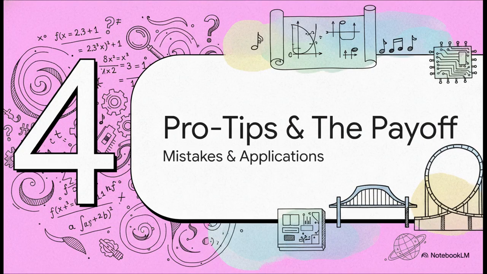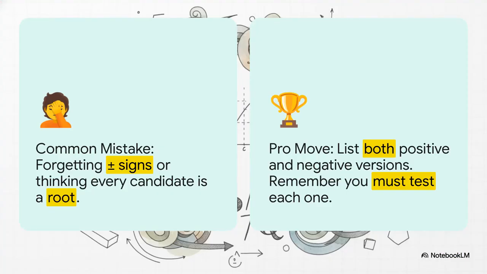Okay, to wrap things up, let's go over a couple of pro tips to help you avoid common mistakes. And then we'll get to the real payoff, where this abstract math stuff actually shows up in the real world. Let's talk about 2 common traps people fall into. First, whatever you do, don't forget the plus or minus signs. You'll literally cut your list of suspects in half if you only test the positive ones. And second, remember that your list is a list of candidates. They're not confirmed roots. You're the detective, you still have to do the work and test each one.